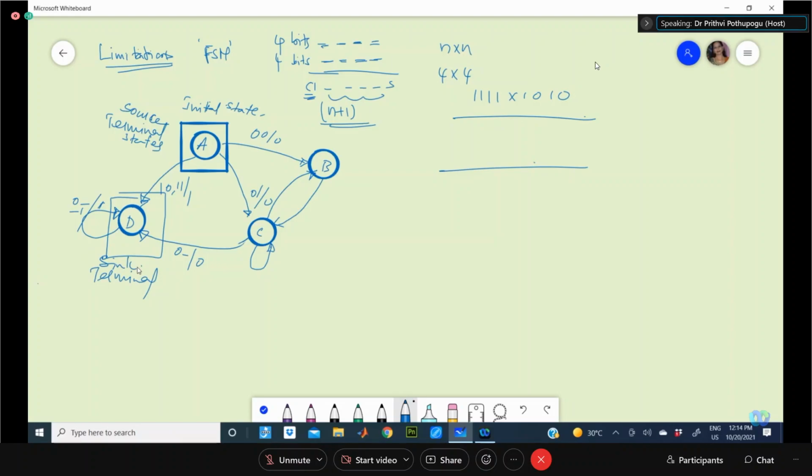Can we have these types of terminal states, that is, source and sink terminal states, in the state diagram? A physical example for a sink terminal state is a hold state, hold mode. The design goes into hold mode, or it is in stuck mode or jam condition, we say. Jam condition.